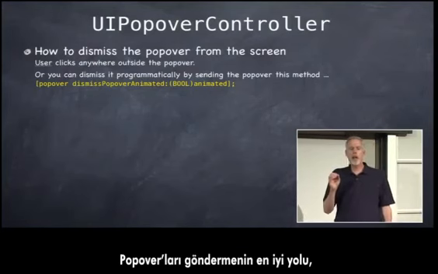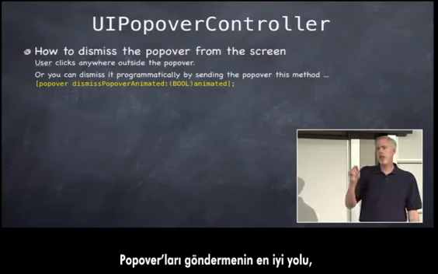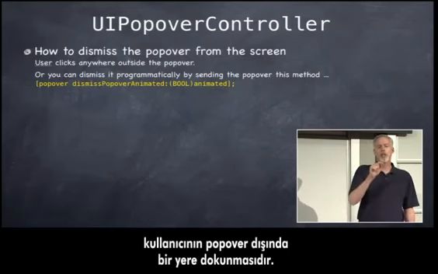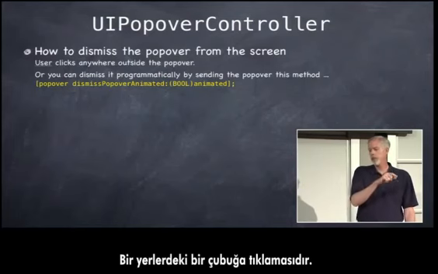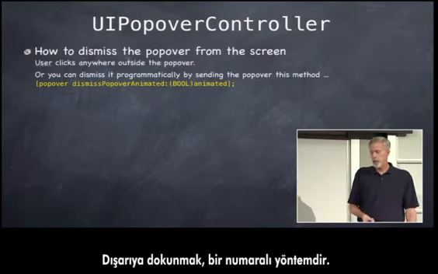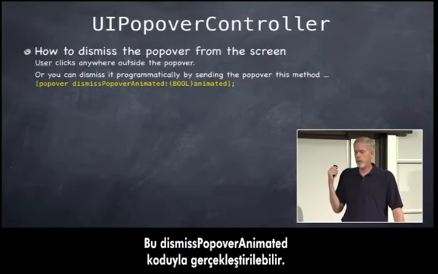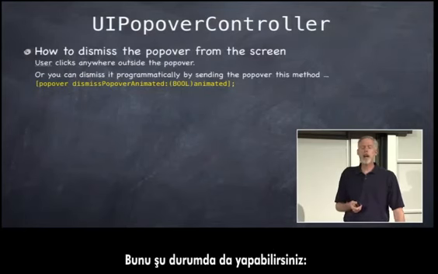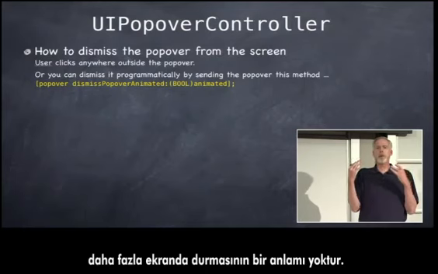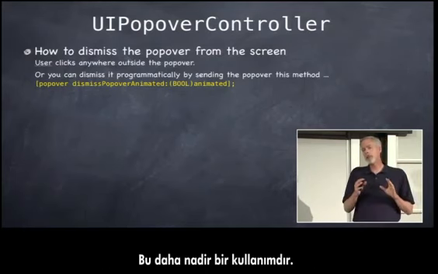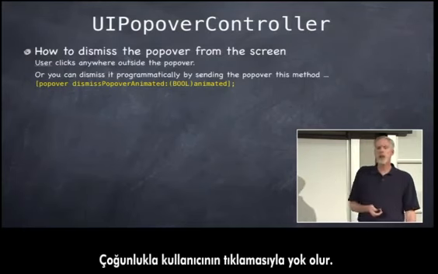Well, the number one way that popovers are dismissed is that the user touches outside of the popover. Okay, touches on some other view, touches on a bar somewhere, touching outside. That's the number one way. It is possible to do it with code with this dismiss popover animated method. You would do that if maybe the thing it's pointing to got invalidated, and so it doesn't make sense for the popover to be on screen anymore. It'd be pretty rare, usually the user clicking over it.